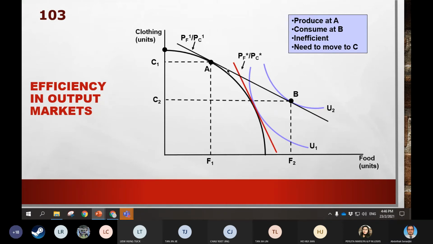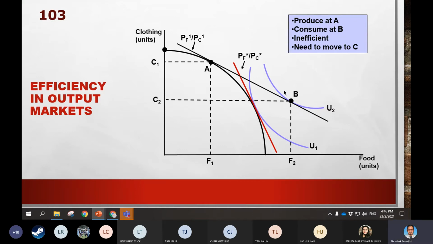Point B is actually beyond the production frontier. As a firm, it will produce at the frontier, right? So it starts reducing the production of clothes and increasing the production of food, going from A, from here, here, here, until it's somewhere here.